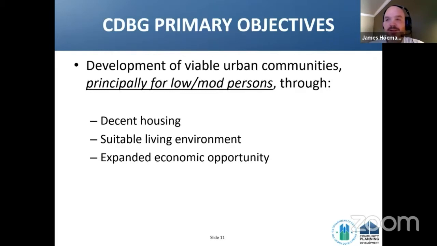That's actually what makes CDBG different than the 17 or 18 other community and economic development programs that exist within the federal portfolio. And within the statute, it goes on to describe that we have these three focuses: decent housing, suitable living environment, and expanded opportunity, with a specific focus on that population. Next slide.